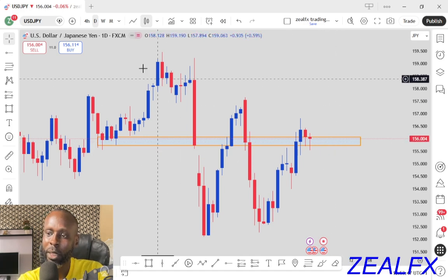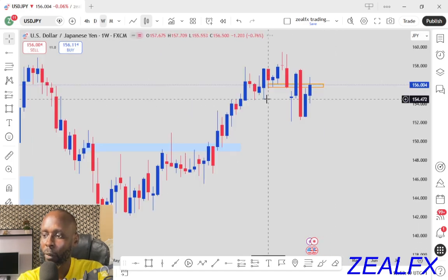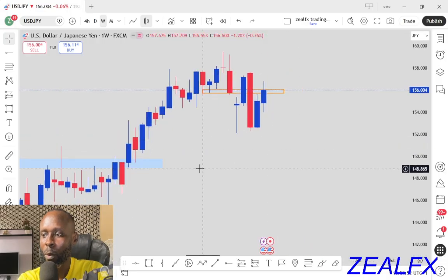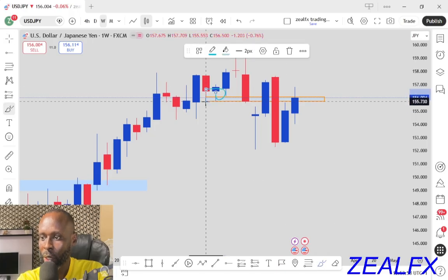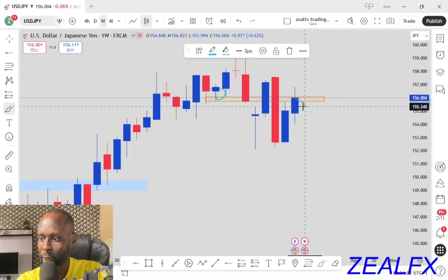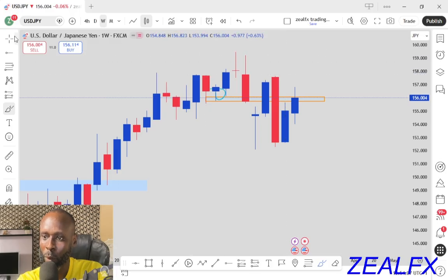So let's confirm the trend from the weekly time frame. On my weekly time frame, you can clearly see that price has converted this particular support level into a resistance level, and from the candlestick anatomy, this indicates we expect a retest. Then it will continue to push up for a buying opportunity for the USDJPY on the weekly chart.